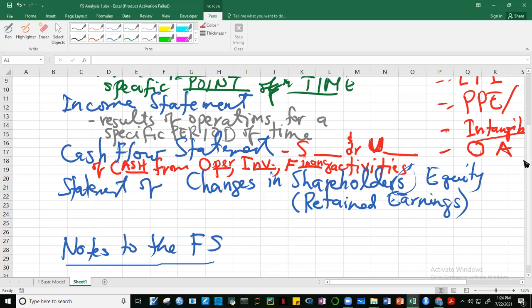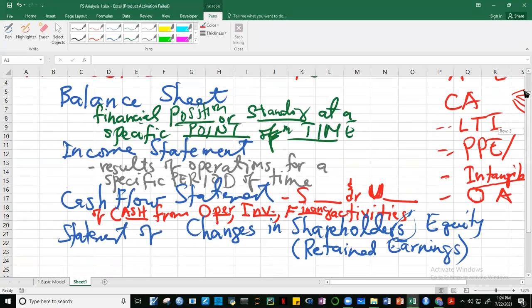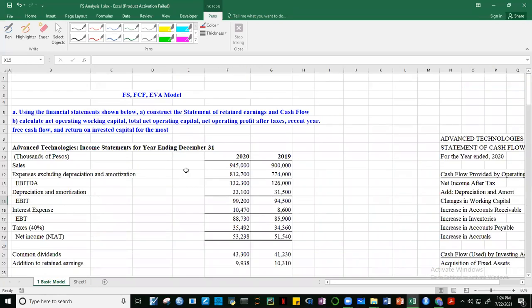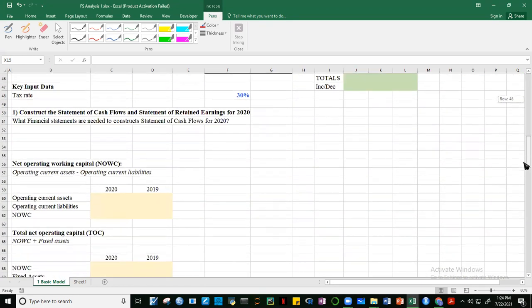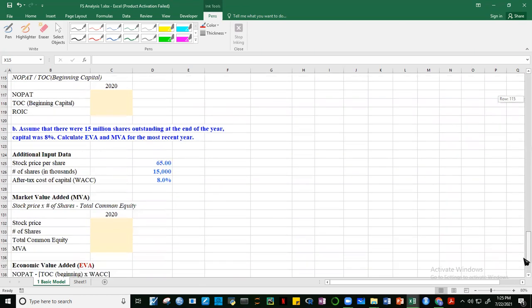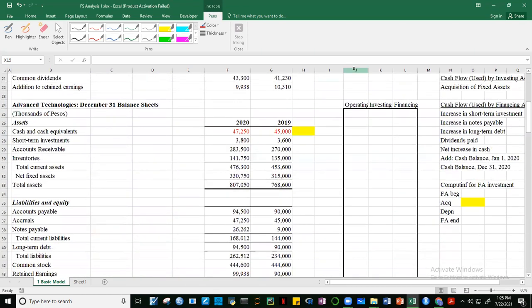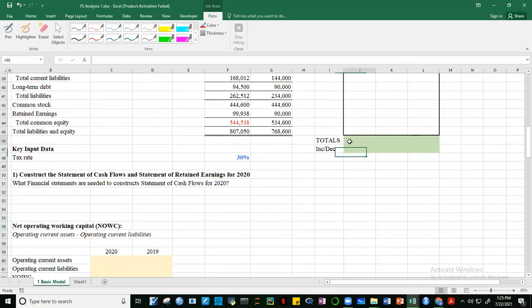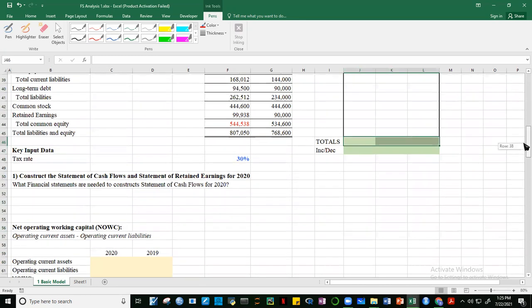Okay, so let's now move. Punta na tayo sa model natin, guys. Ano ba yung hinihingi sa atin dito? May pinapa-compute sa atin, no? Construct the statement of retained earnings and cash flow. Calculate the net operating working capital. So we won't be able to complete this now, but we'll do so next meeting. Pero ang goal natin, guys, magawa natin yung pro forma ng statement of cash flows natin. So our target is to be able to reach up to this one, yung totals dito. Okay, so let's start, guys.